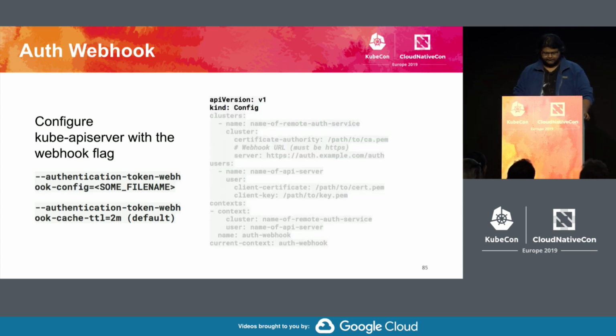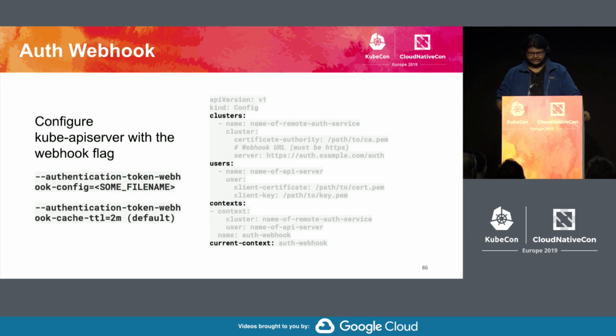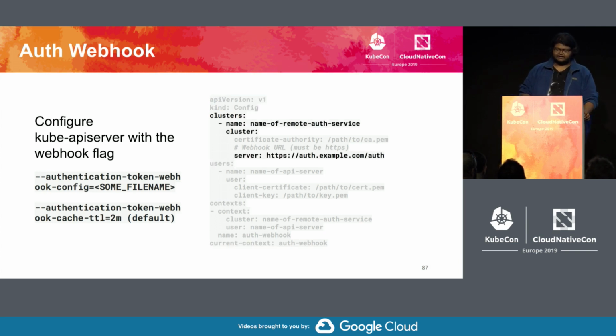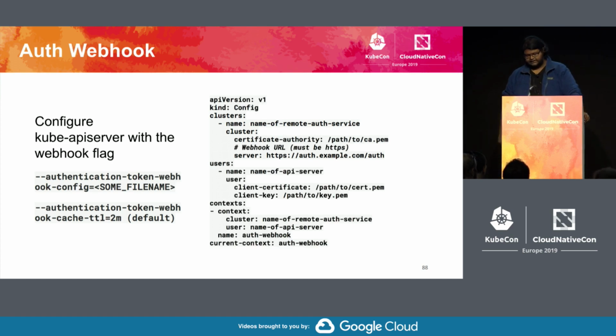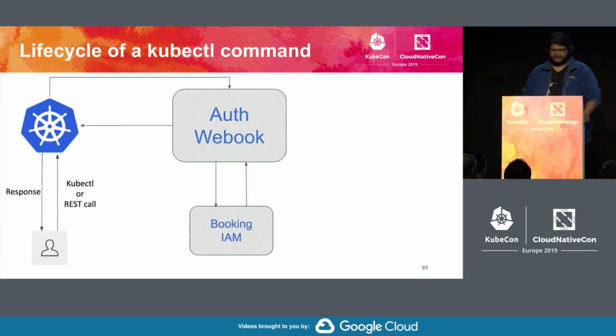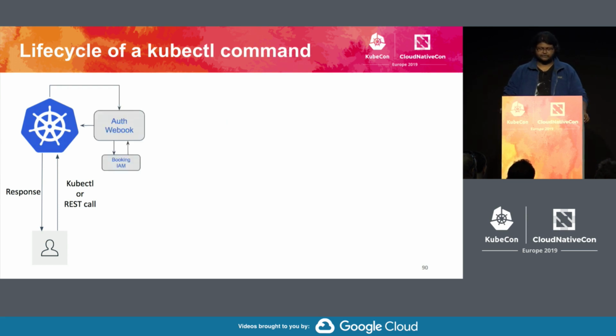Then the kubeconfig file that you pass to the first flag looks like this. It looks exactly like any other kubeconfig file. It has kind config, a clusters array, users array, contexts, and current context. But the difference is in the cluster server URL: instead of passing an API server URL, you pass the custom auth webhook URL that you built yourself for your organization and are running. And that's it. After that, your auth webhook is configured, and it can validate your user.